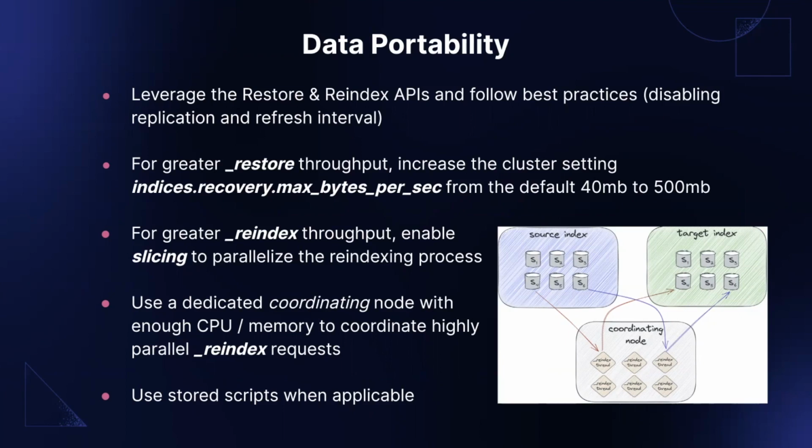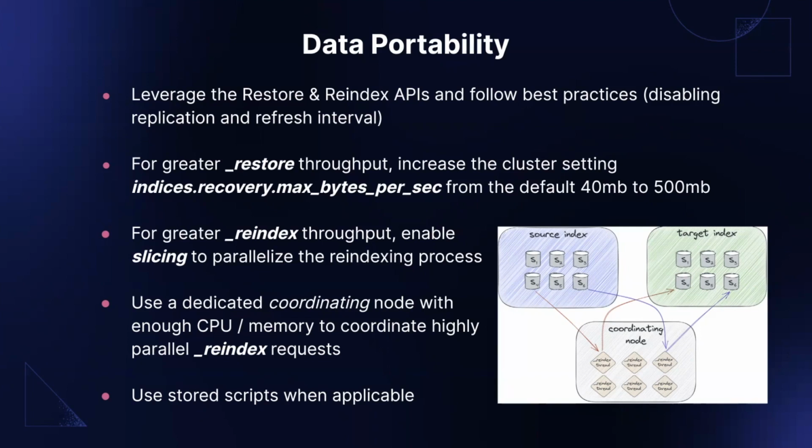To start with the restore API, for greater restore throughput, definitely tweak the cluster setting recovery max bytes per sec from the default 40 megabytes to whatever your hardware can tolerate. For instance, on new cluster setups, we usually increase it to 500 megabytes, and we can restore 10 terabytes of data in less than 30 minutes. Some folks don't know about that default setting, but you should greatly increase it when you set up a new cluster and you're restoring data.